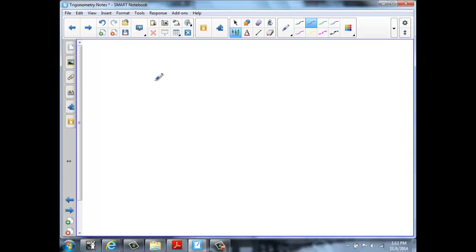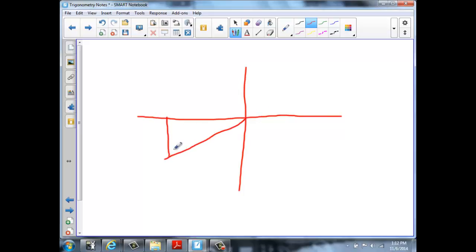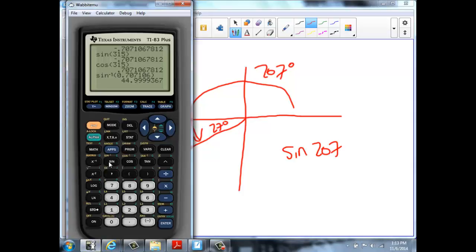Okay. Give me an angle between 0 and 360. 207. 207, okay. 207 would be about this. What would the reference angle be for 207? 27? Okay. Here's what I want us to try then. In your calculator, find the sine of 207. So if you did the sine of 207, I get a negative number.